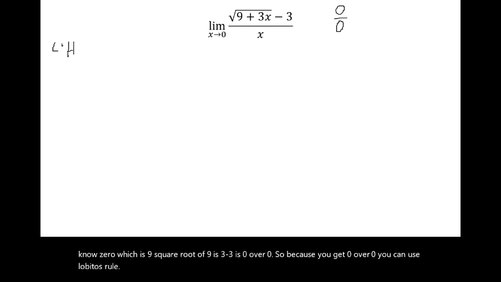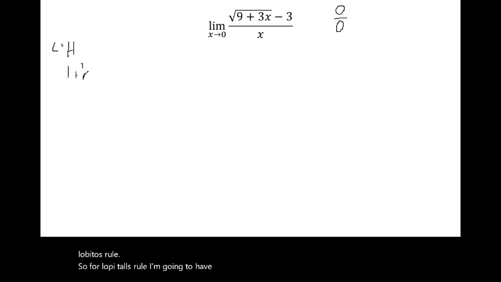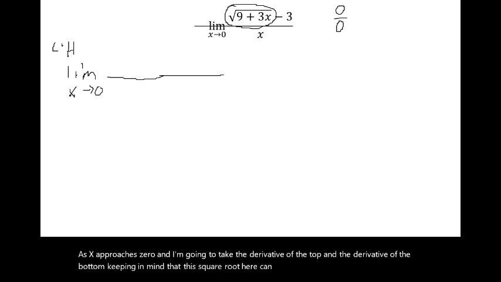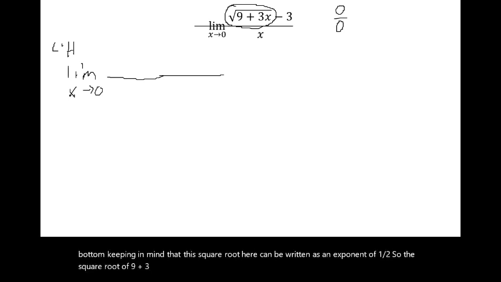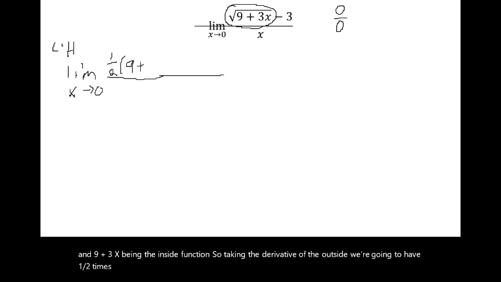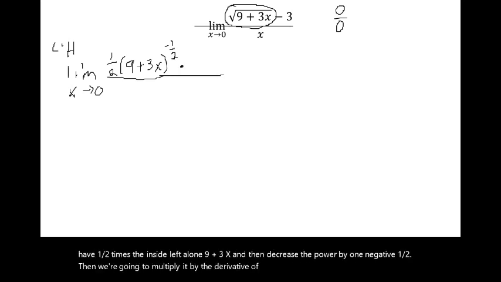So for L'Hopital's rule, I'm going to have the limit as x approaches 0. I'm going to take the derivative of the top and the derivative of the bottom, keeping in mind that this square root can be written as an exponent of 1/2. The square root of 9 plus 3x will require the chain rule, with the square root being the outside function and 9 plus 3x being the inside function. Taking the derivative of the outside, we have 1/2 times the inside left alone, 9 plus 3x, and then decrease the power by 1, to negative 1/2. Then we multiply by the derivative of the inside. The derivative of 9 plus 3x is 3.